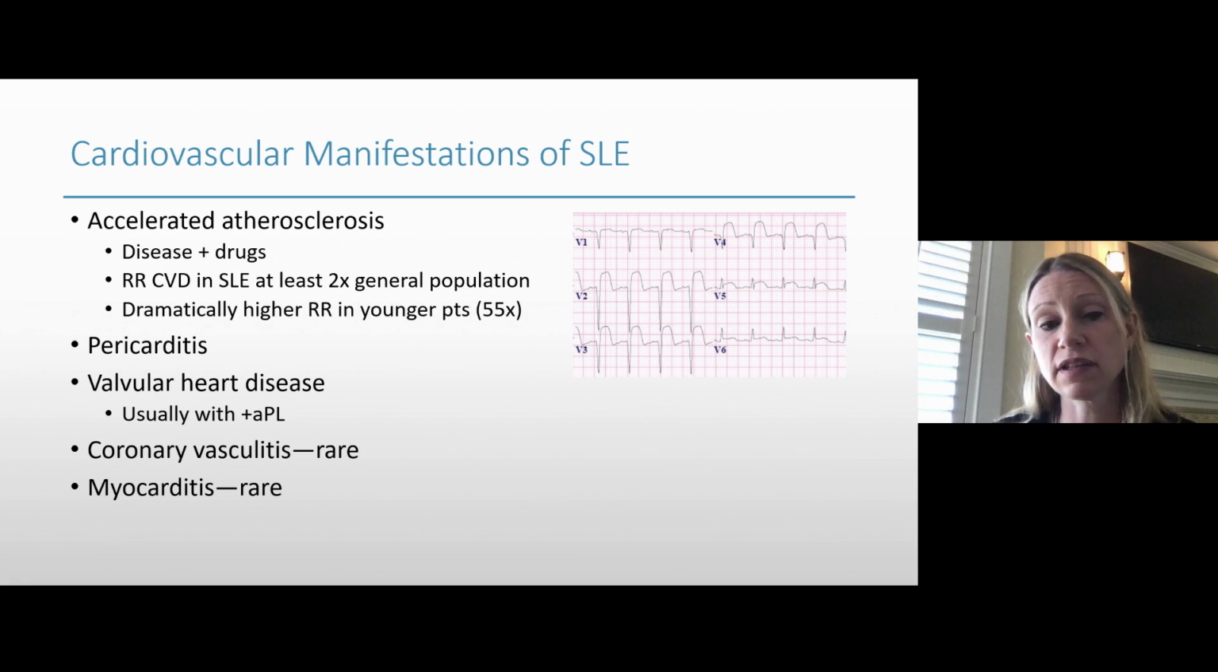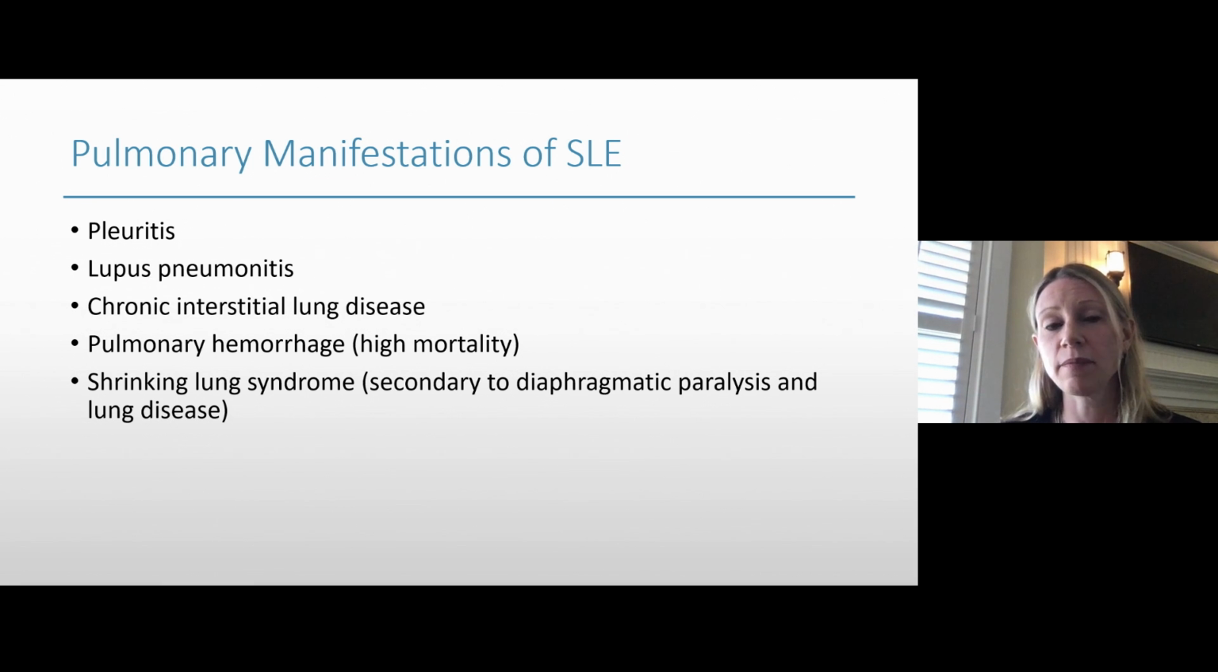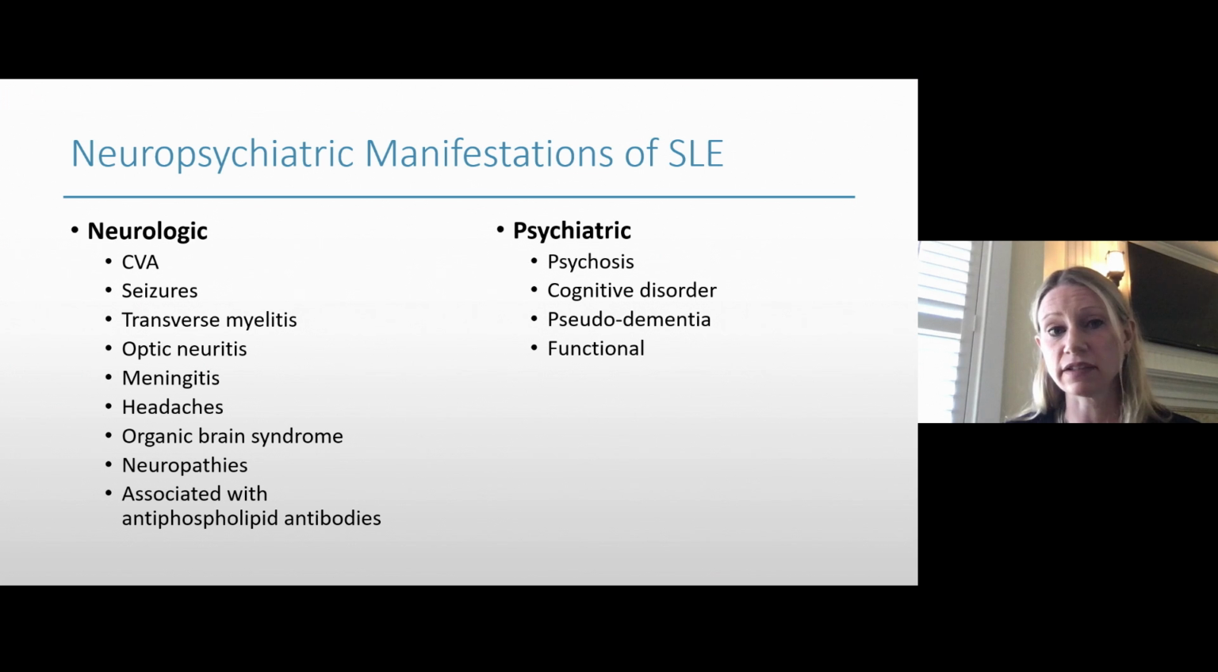Pericarditis is another consideration, as well as valvular heart disease, usually with positive antiphospholipid antibodies. This is called Libman-Sacks endocarditis. Coronary vasculitis can occur, but is rare, and myocarditis also can occur. Pulmonary manifestations of lupus include pleuritis, lupus pneumonitis, chronic interstitial lung disease, pulmonary hemorrhage, which has a high mortality, and shrinking lung syndrome, secondary to diaphragmatic paralysis and lung disease.